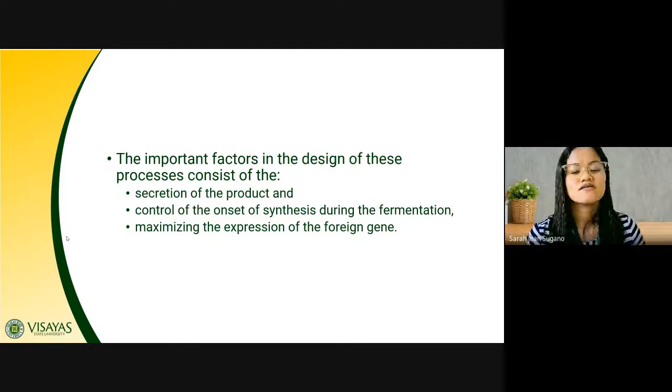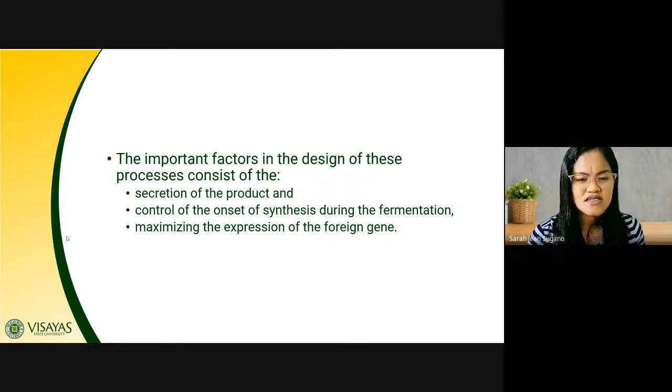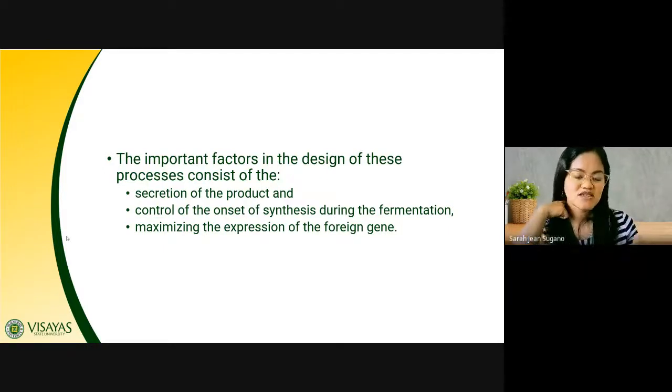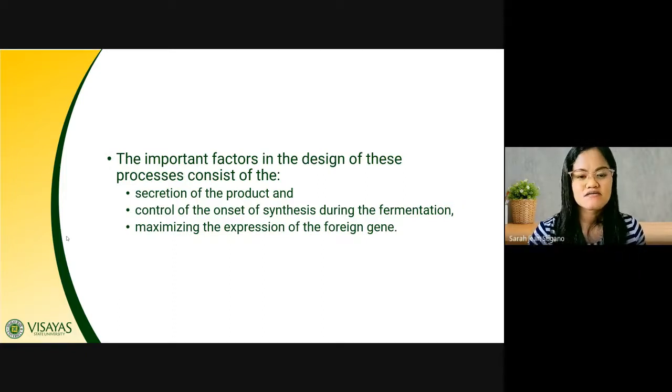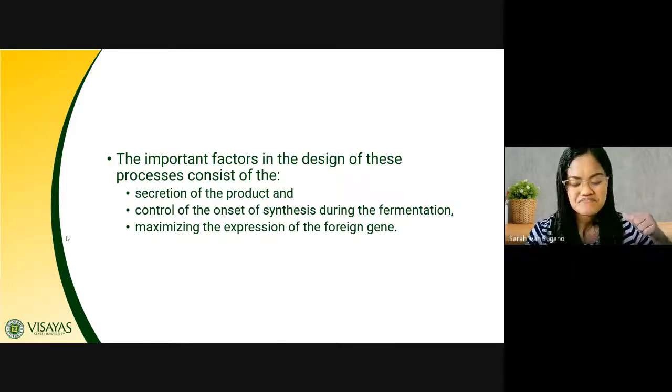Here, different conditions such as the temperature, the pH, the agitation, the incubation period, and of course, it entails lots of optimization processes. It entails many experiments for it to have a reliable conclusion. What are these optimum conditions for the host cell?